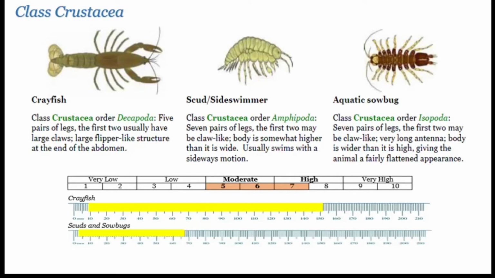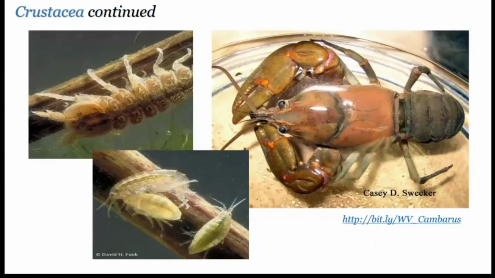Crustaceans generally have a moderate to high tolerance, so they can live in a wide variety of environments. And as you can see, crayfish get really large, and scuds and sow-bugs, not so much. A few pictures. It's hard for me to see because there's some blockage on my screen. But if you write down that website right under the crayfish, I would suggest you go to that and just learn some things about crayfish.